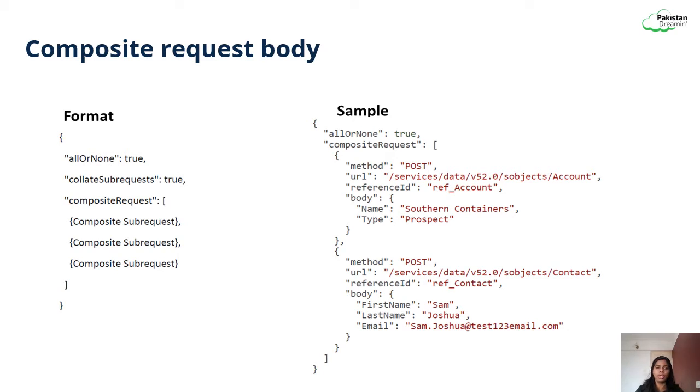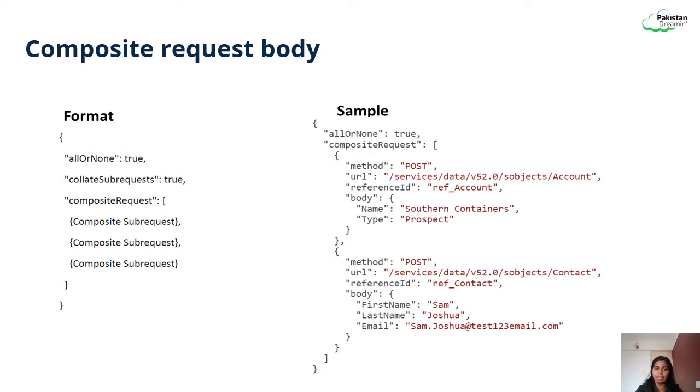First one is the allOrNone parameter. This specifies what to do when an error occurs while processing a sub-request. If the value is true, the entire composite request is rolled back. The next one is collateSubrequests. It controls whether the API collates the sub-requests to bulkify them. When the sub-requests are collated, the processing speed is faster, but the order of execution is not guaranteed.